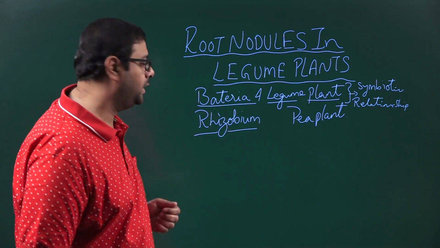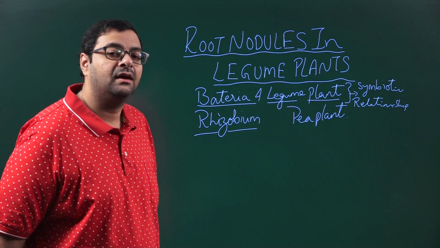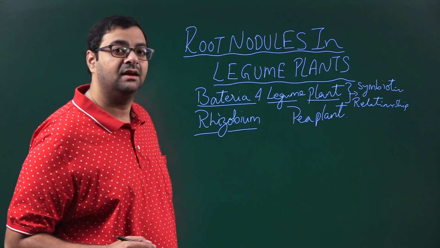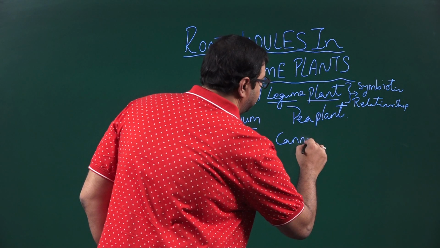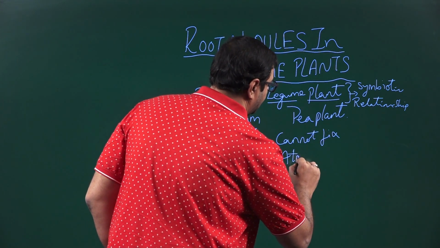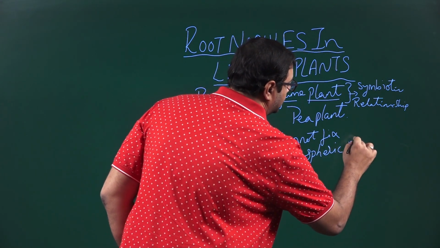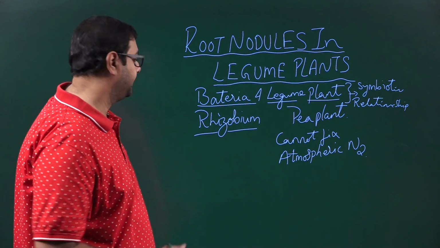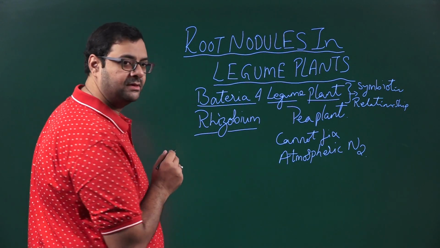Now how do they do it? Generally, legume plants are incapable of fixing atmospheric nitrogen. Leguminous plants cannot fix atmospheric nitrogen. Now here the bacteria comes into the picture. Rhizobium is a bacteria.